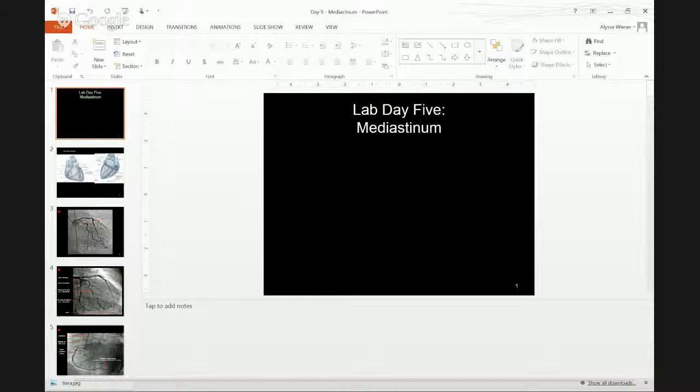Then G is pointing to this structure right here. That is the aortic valve. I'll erase the pen, but you can very faintly see the leaflets of the valve. Okay. So then B is pointing to what? B is pointing to the aorta.